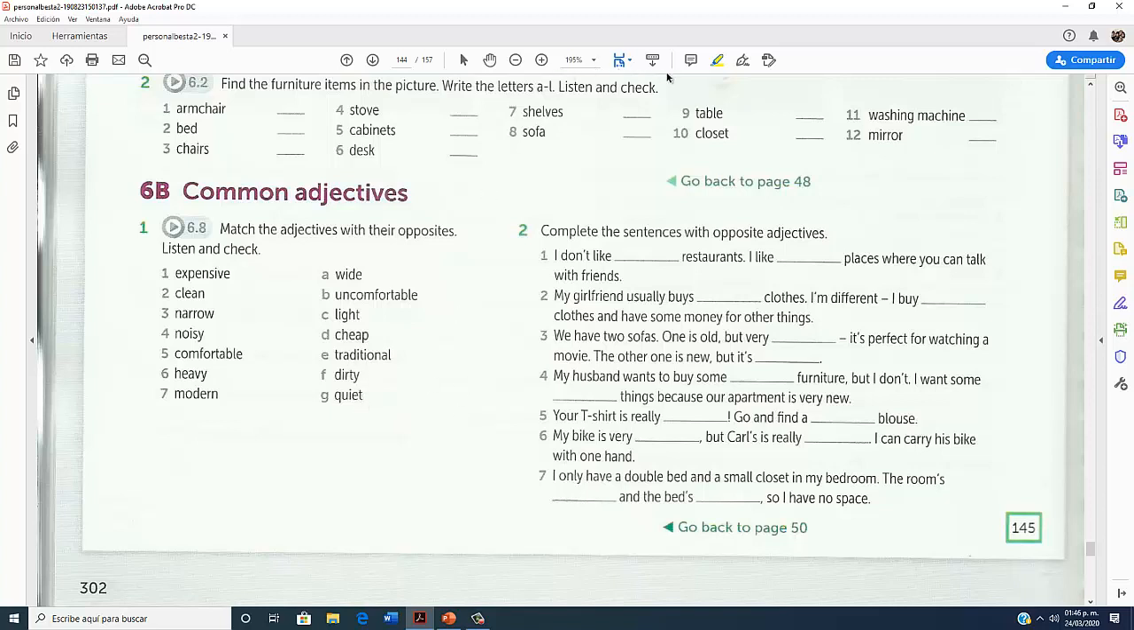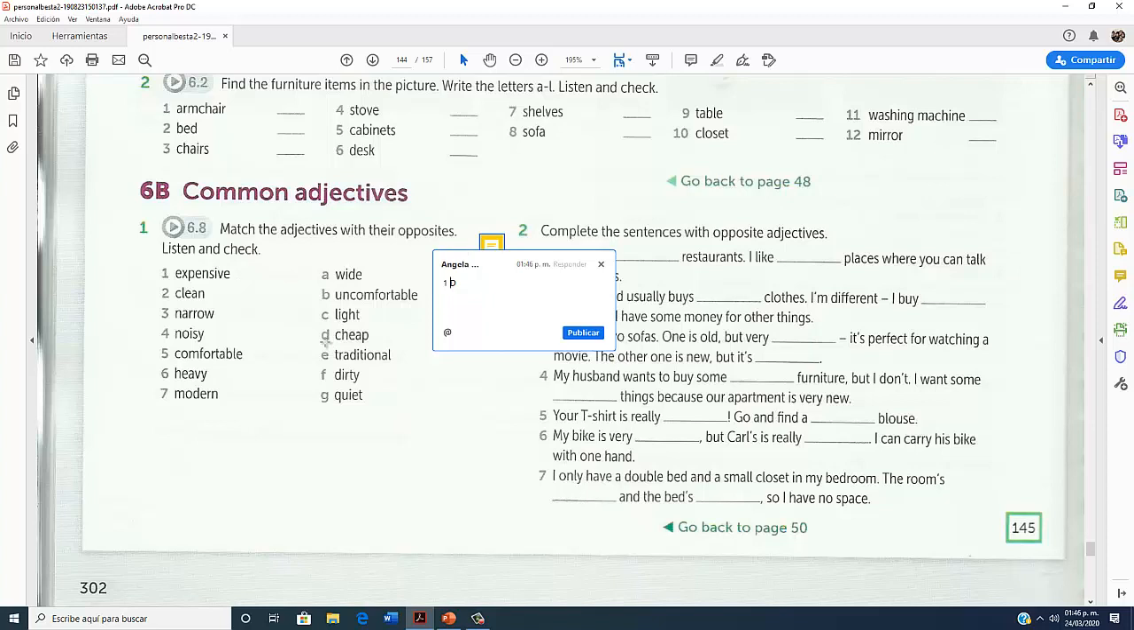So what you need to do here is match one of the adjectives with the opposite. Which one do you think is the opposite? For example, the opposite of expensive, number one, would be letter D, cheap. So you say expensive, cheap.